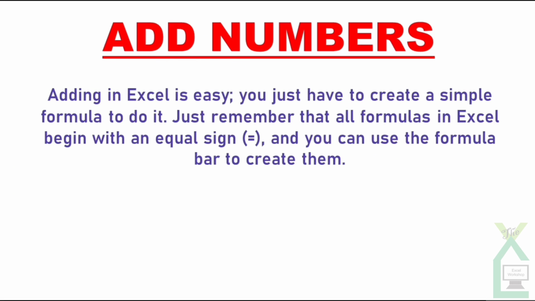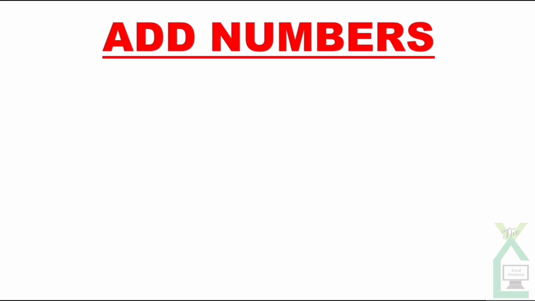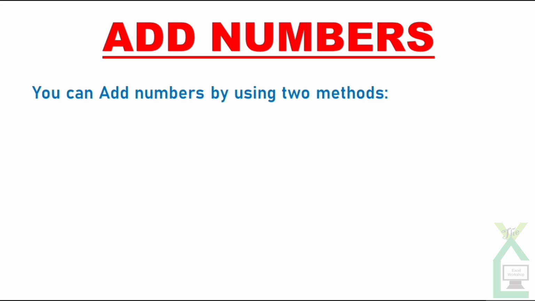So friends, adding in Excel is easy. You just have to create a simple formula to do it. Just remember that all formulas in Excel begin with an equal sign, and you can use the formula bar to create them. Friends, you can add numbers by using two methods.